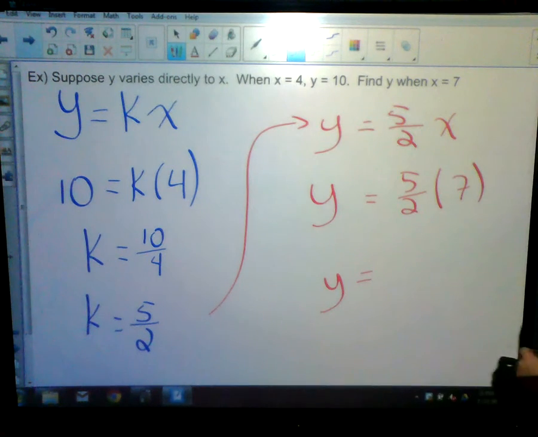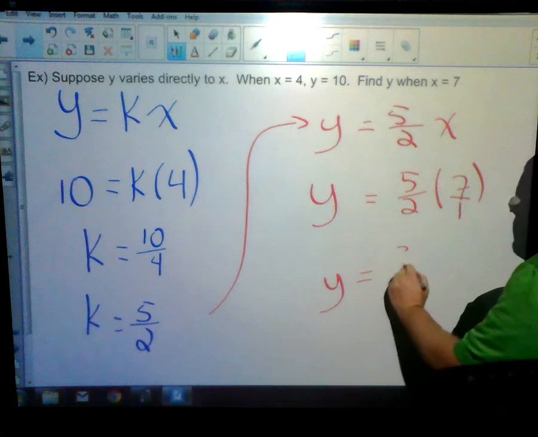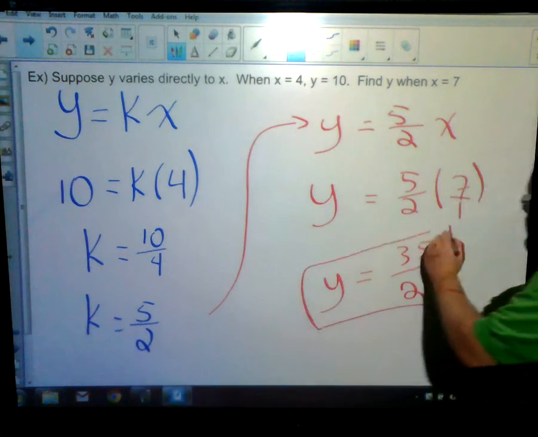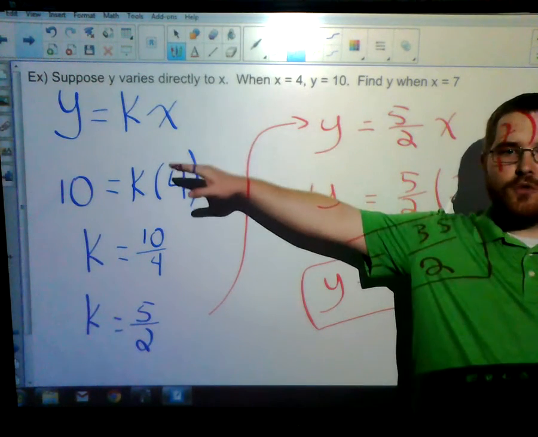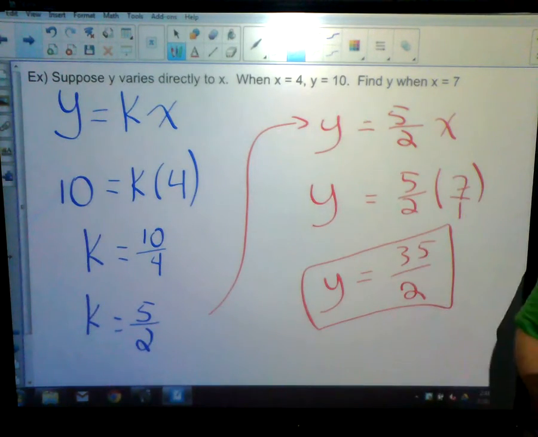How do you multiply fractions? You multiply straight across. That's 7 over 1. 5 times 7 is 35. Over 2 times 1 is 2. And just leave it as that fraction. So I wrote y equals kx. I used what I knew to find k. And then I plugged it back in to find what I didn't know.